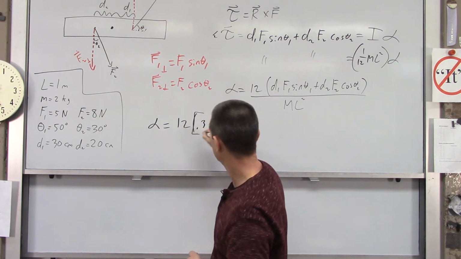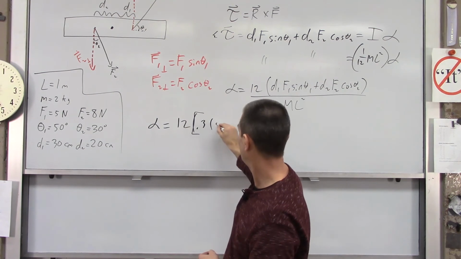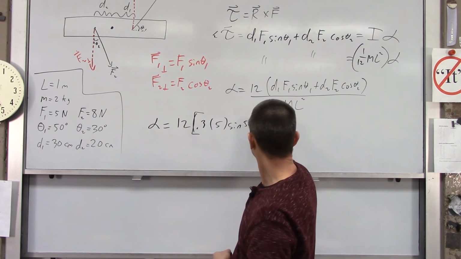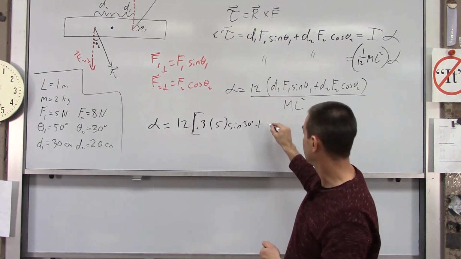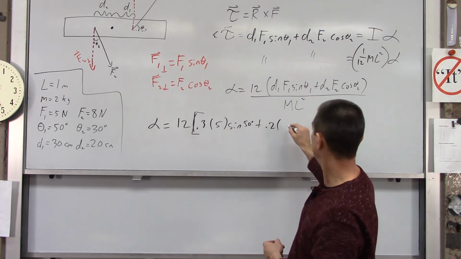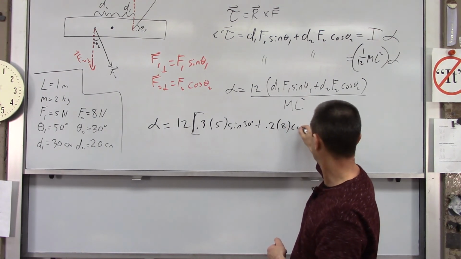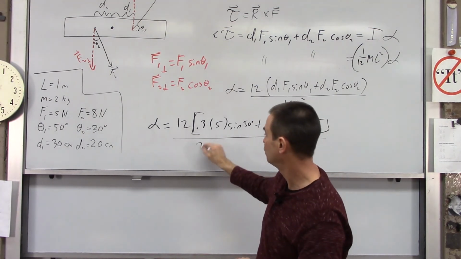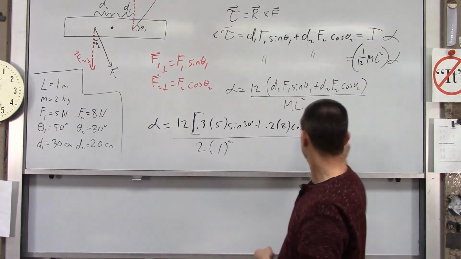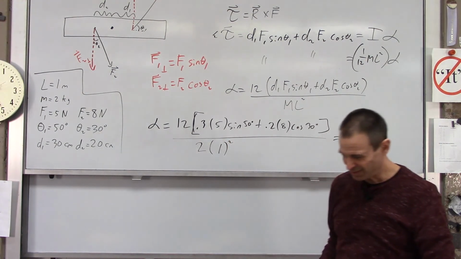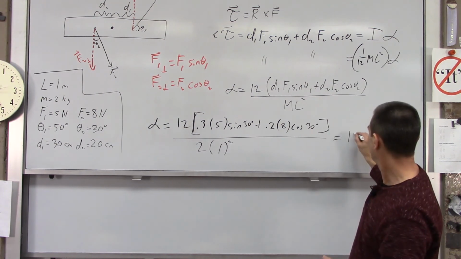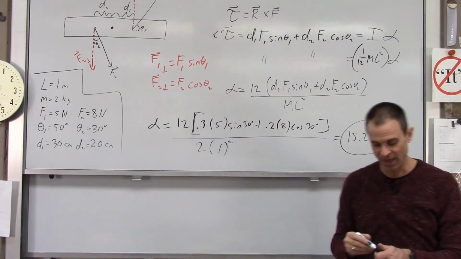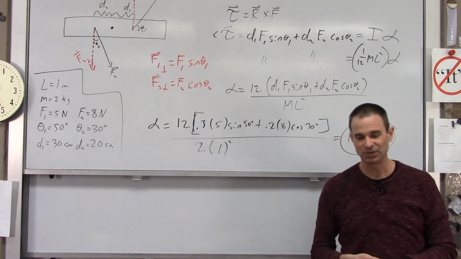Here, I'll put this in a big square bracket. Times f1, which is 5, sine of theta 1, which is 50 degrees, plus d2, which is 0.2 meters, f2, which is 8, and cosine of 30 degrees, all over m, which is given as 2, and then L is 1, squared. When I plugged and chugged all that into my calculator, I got 15.2 radians per second squared. So at that moment, that is the angular acceleration of the rod.